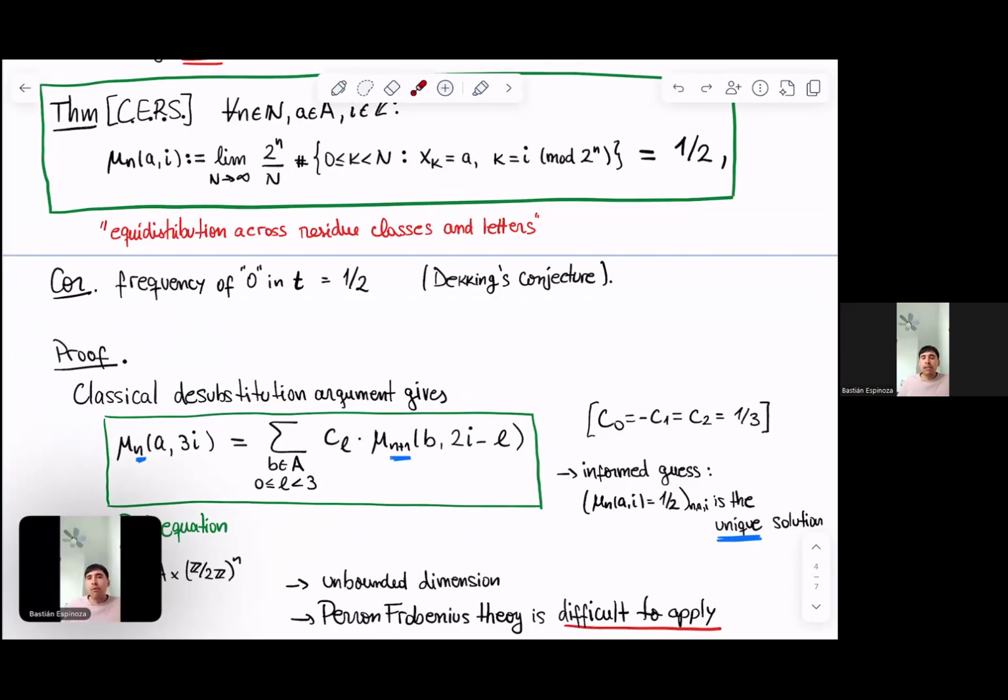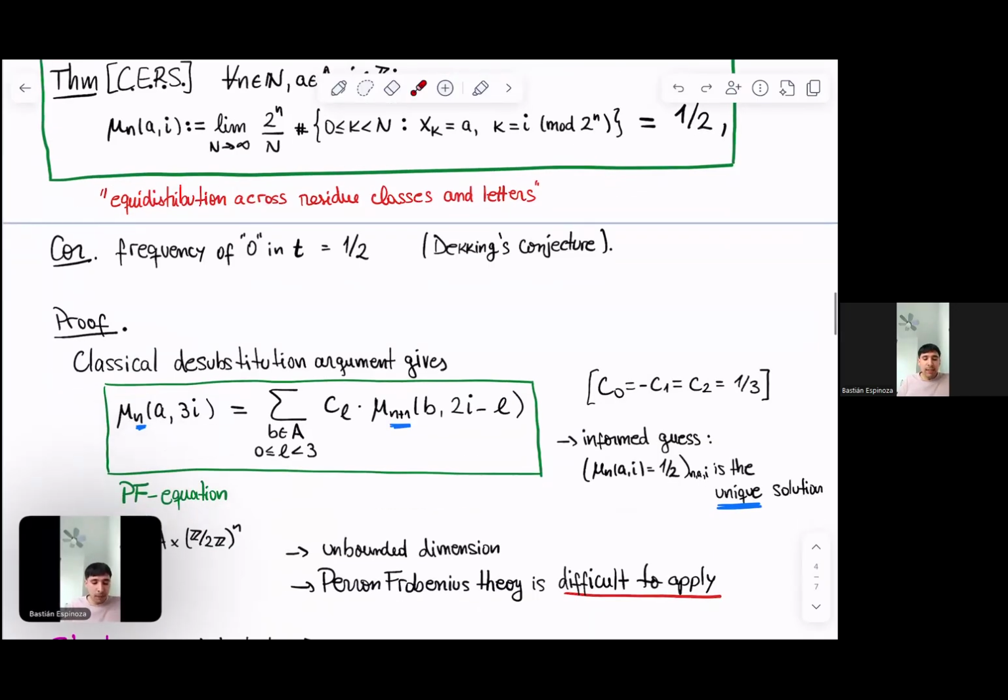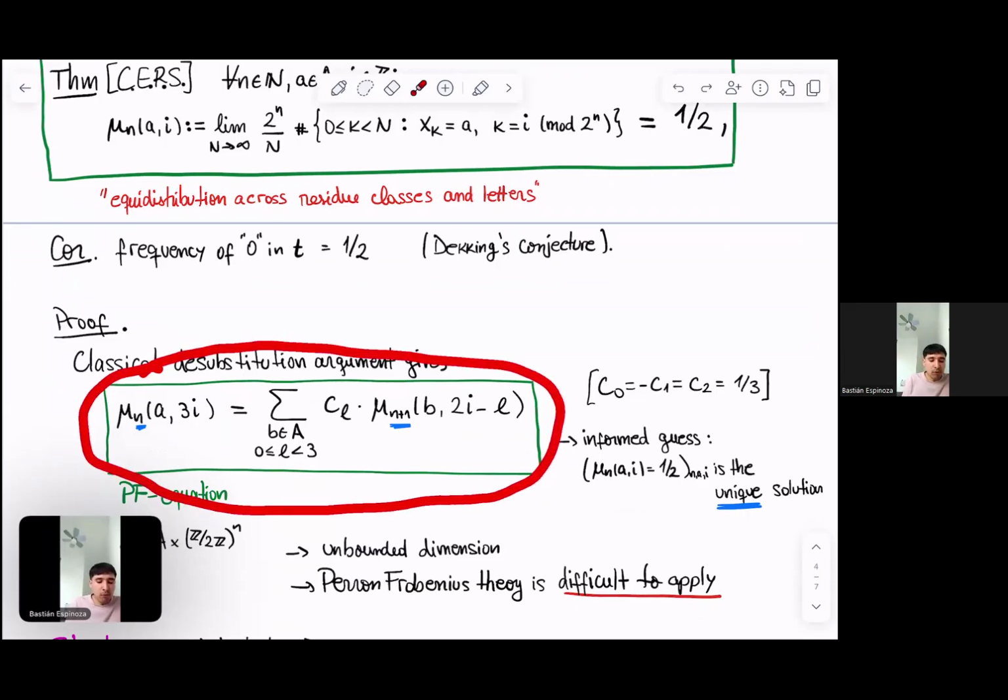So, assuming that frequencies exist, the proof goes more or less as follows. What we say is that first we start with the most naive idea, which is saying we're going to apply the substitution and obtain a linear relation for the frequencies. This is what we do in the substitutive case, very classical idea. So we try to do this. And it is here that these sieved positions occur naturally. So we do get an equation of this form. And this is what I'm going to call the Perron-Frobenius equation.